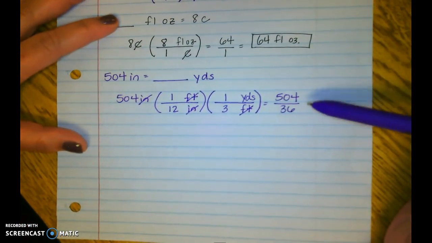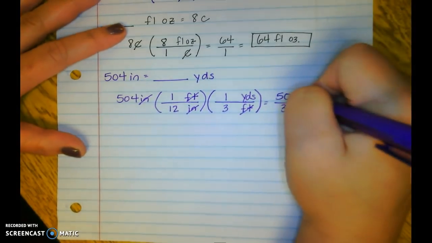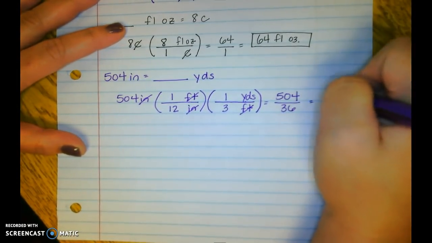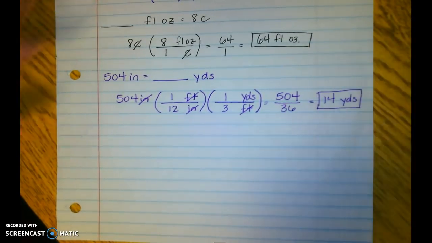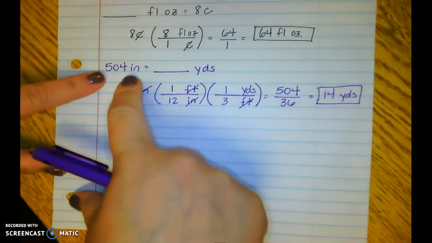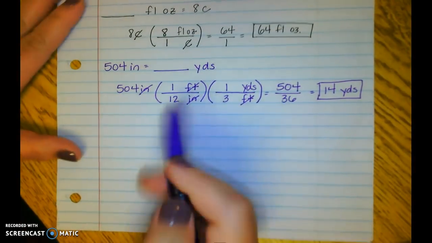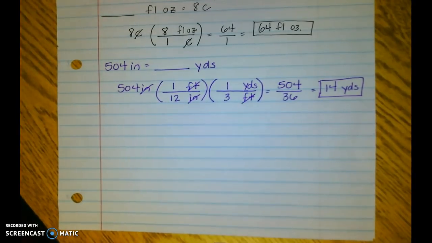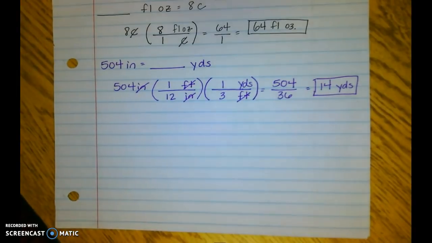So now what I have here is 504 divided by 36. That's going to equal 14, and it would be 14 yards. So there are 14 yards in 504 inches. So that one's a little bit more multi-step. It took a few different things to get to the final answer. Okay, we also had the division on the bottom, which was different.